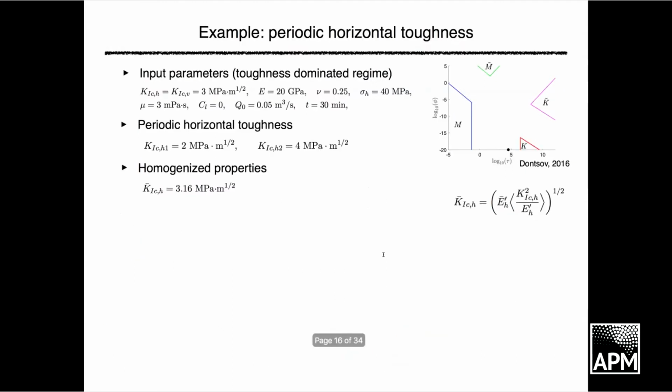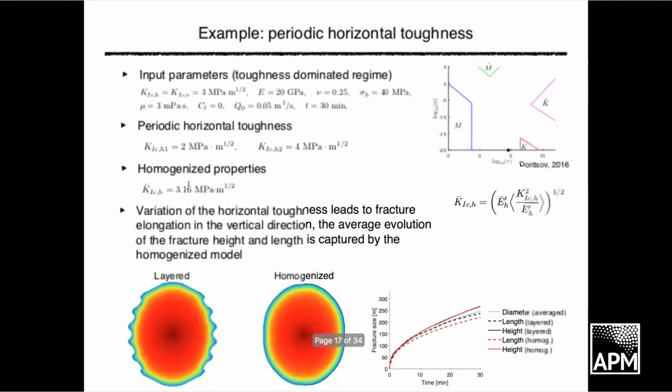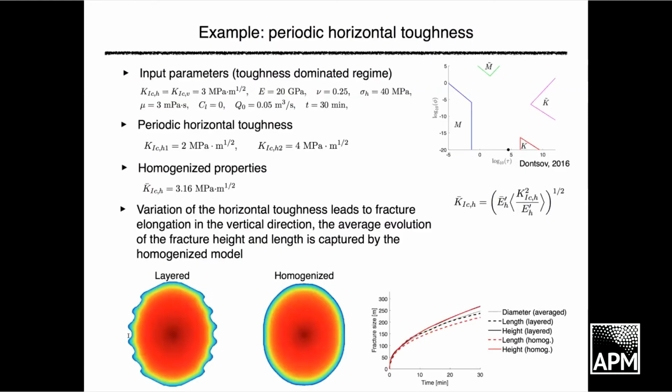We then do the same example, but we vary horizontal toughness again. So you have a layer of 2 MPa square root of meter, and then 4, 2, and 4, 2, and 4. And then you homogenize, you get slightly higher horizontal toughness because it's energy, right? So you have toughness squared average, okay? So it's going to be more than 3, so it's about 3.16 after this averaging or homogenization. And of course, you have this solution for the layered material, and then you have solution for the homogenized. You can see this kind of egg shape because you increase the horizontal toughness, which is 3.16, and the vertical is still 3. So you have elongation in the vertical direction. And again, these match fairly well.